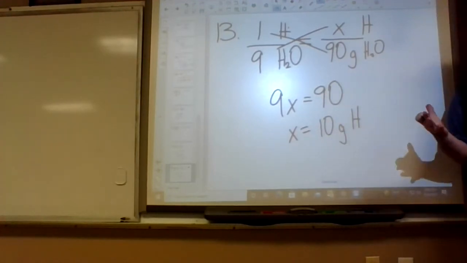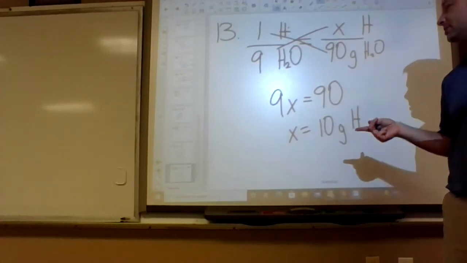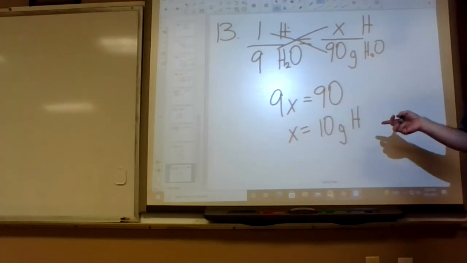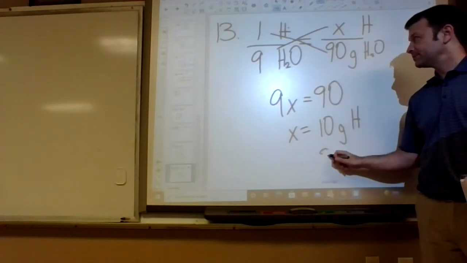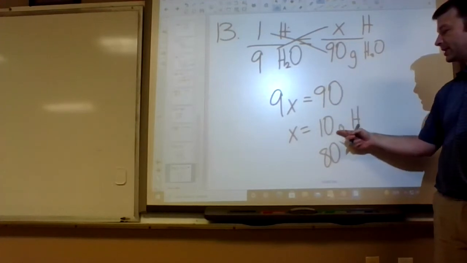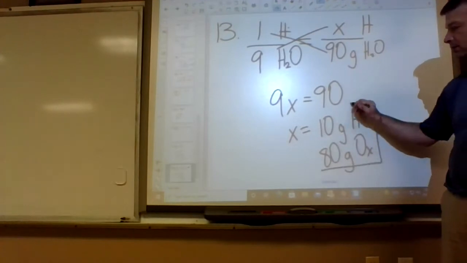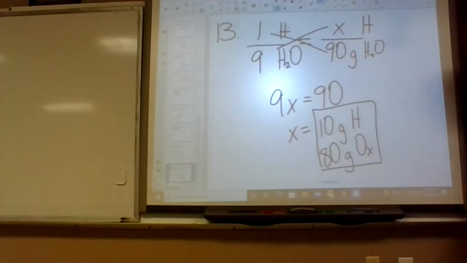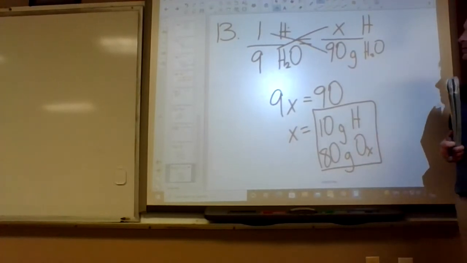So what this means is if you have 90 grams of water, 10 of those come from the weight of the hydrogen. So how much comes from the oxygen? 80. Because we got 90 total, if 10 of it is hydrogen, then that leaves 80 for the oxygen. That kind of makes sense. Maybe, yeah, it's a little easier to understand if you kind of get science.